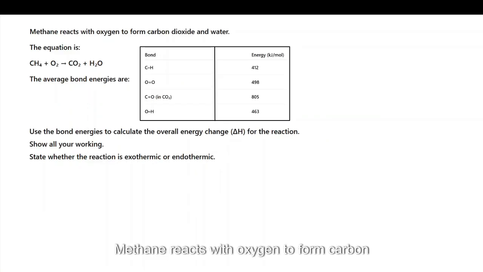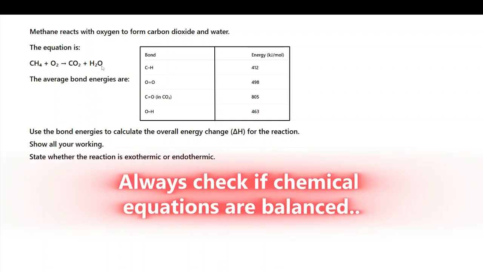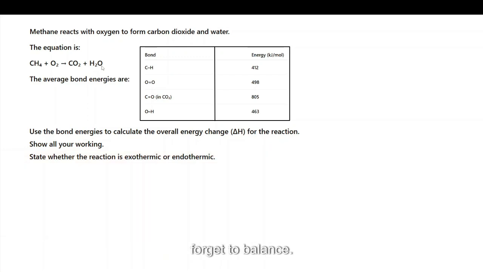Methane reacts with oxygen to form carbon dioxide and water. The equation is CH4 plus O2 gives carbon dioxide and water. Hang on, this is not balanced. So the first thing we need to do is balance it. Now this is where some students go wrong. I've seen this multiple times. Students do everything else right, but forget to balance. So if that's the case, unfortunately, you will not get the right answer.